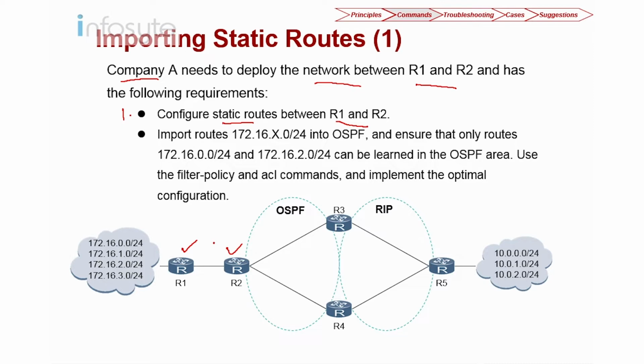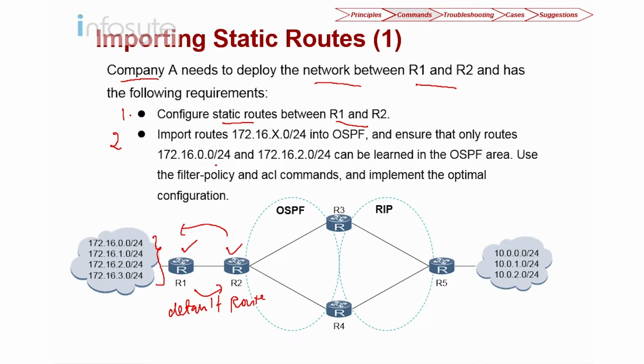This can be very simple. R1 is going to point a default route to R2, and R2 is going to specify the specific routes pointing to R1 as the gateway. So that will be the first requirement.